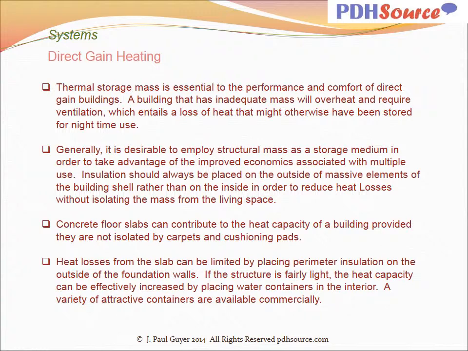Insulation should always be placed on the outside of massive elements of the building shell rather than on the inside in order to reduce heat losses without isolating the mass from the living space. Concrete floor slabs can contribute to the heat capacity of a building provided they are not isolated by carpets and cushioning pads. Heat losses from the slab can be limited by placing perimeter insulation on the outside of the foundation walls. If the structure is fairly light, the heat capacity can be effectively increased by placing water containers in the interior. A variety of attractive containers are available commercially.